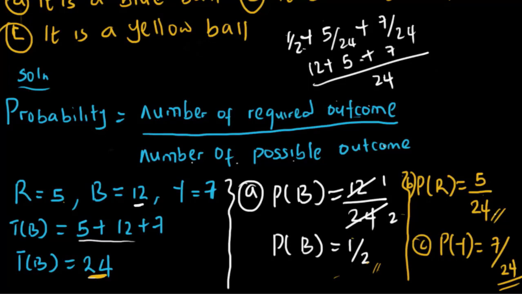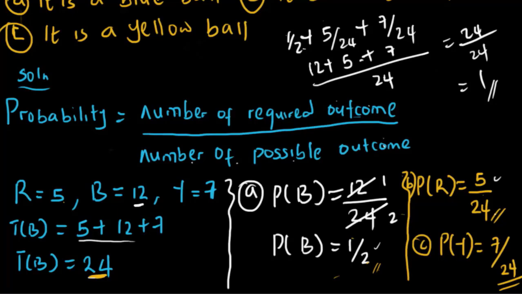12 plus 5 is 17. 17 plus 7 is 24. So we have 24 over 24. And 24 divided by 24 is 1. Can you see? So this just confirms that our answers are right. Does this make sense? So don't forget, probability is number of required outcome over number of possible outcome.